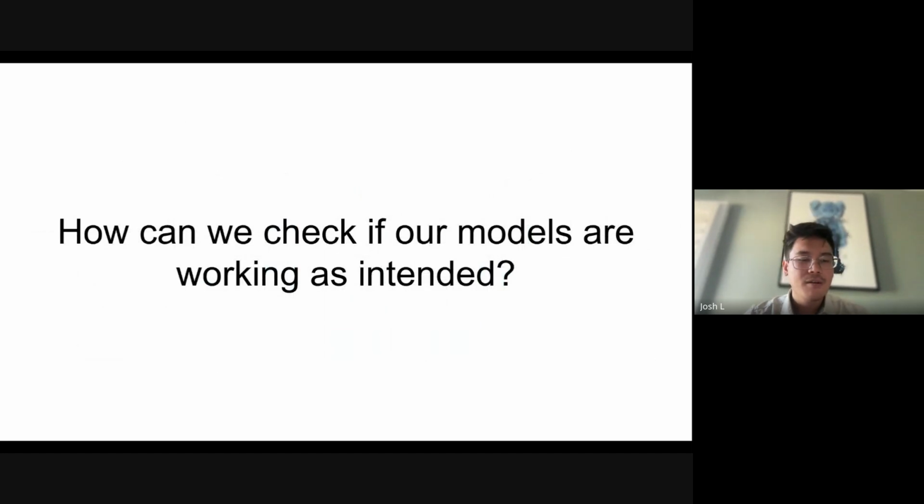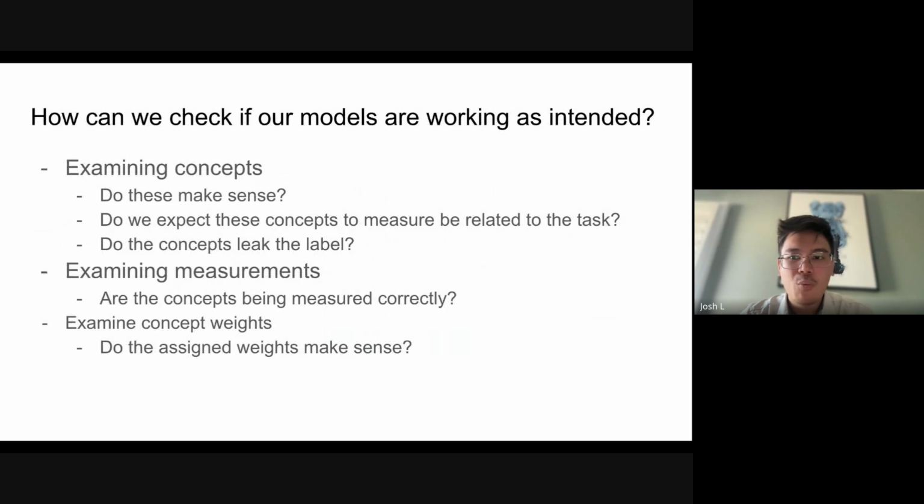So after going over all of the results from all of our different analyses, let's go back to our original question, which is, how can we check if our models are working as intended? Well, under the TBM structure, when you compare it to these end-to-end neural networks, you can see that there are a lot of different ways you can start to answer these questions. If you're using a TBM, there are many ways to check if your model is working as intended.